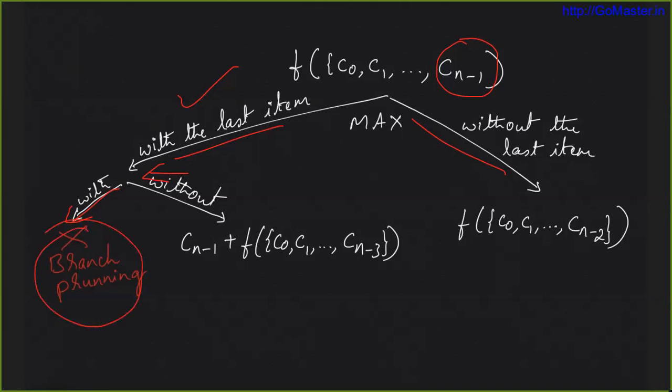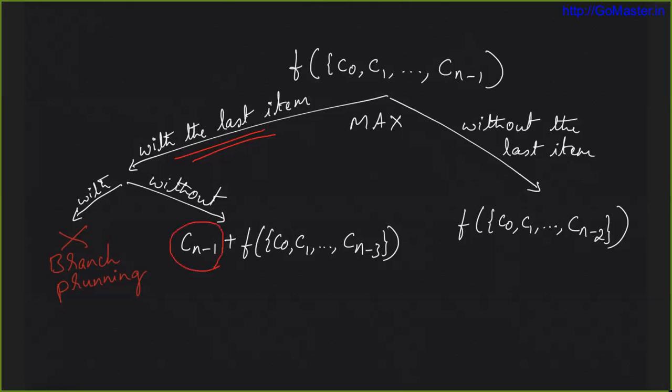So any of those subsets we get are all going to be infeasible. This idea is called branch pruning in backtracking. But without is the only choice, so I'm going to go with this. And obviously, when I say with the last element, the value of this one is going to be added to the solution of f of n minus 2 elements. If I go in the without path, it's going to be f of n minus 1, because I'm not choosing the last element, right? So this is going to be the recurrence we are going to derive.